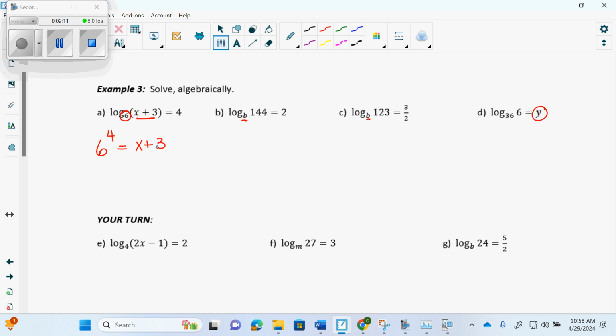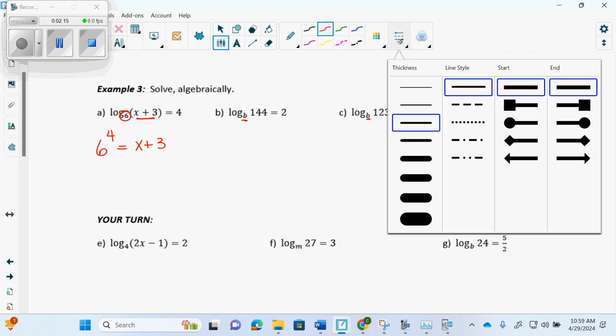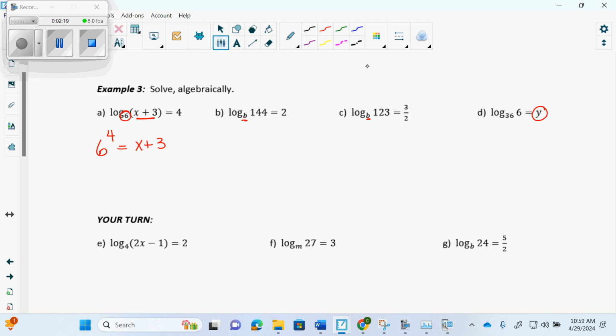Do I know mathematical knowledge now that can solve that? Yes. I do. I have an x plus 3. I need to get 3 by itself. What am I going to do? Subtract 3, right? So now I have x equals 6 to the power 4 minus 3.